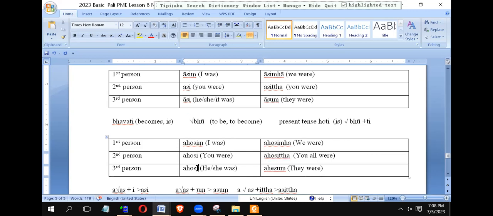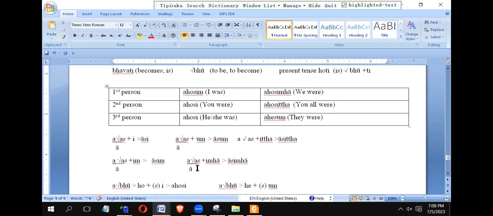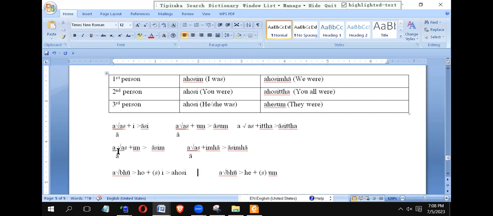So how do you get this? You get it from this one. The root is bhū. Then you put the a here, and then the bhū changes to ho, and then with the s insertion, you get i, all right? So this means that this bh changes to h, and you change it to o. So you get ho, s insertion, hosi.